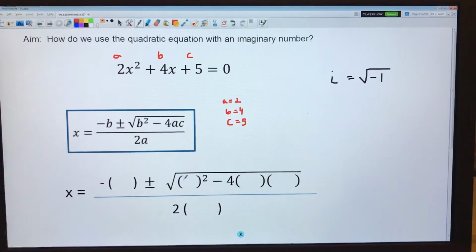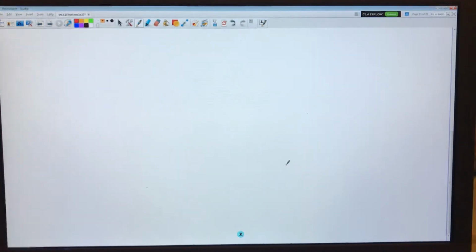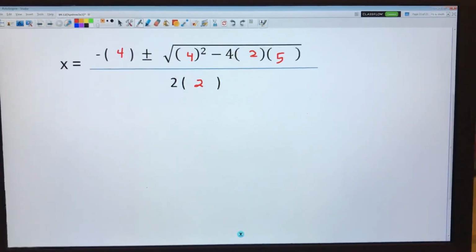I have 1, 2, 3, 4, 5 parentheses. So again, try to draw this every time. I'm going to put -4 plus minus the square root of 4 squared minus 4 times A, which is 2, times C, which is 5, and then I have 2 times 2 in the bottom. Let's clean this up. I'm going to get x equals -4 plus minus square root.